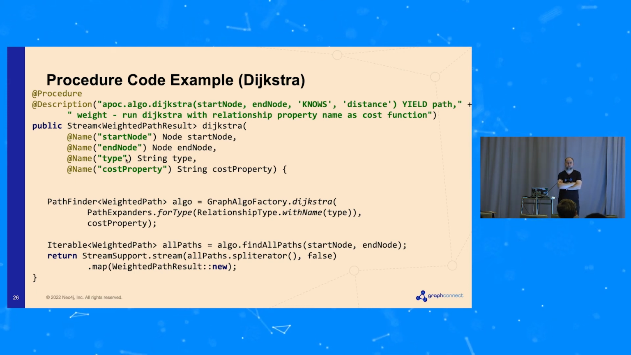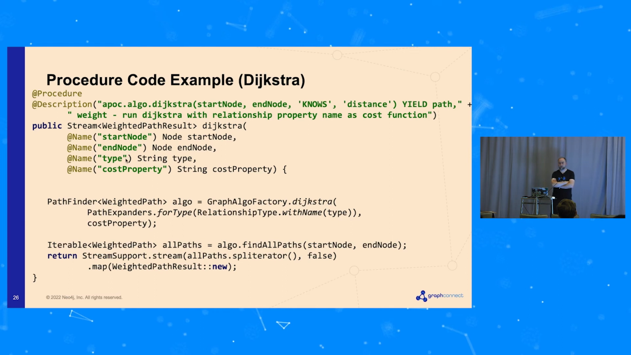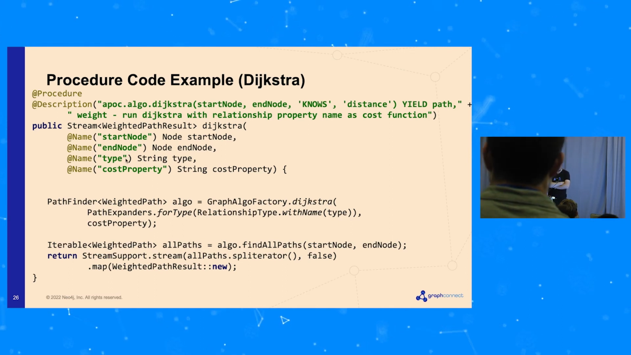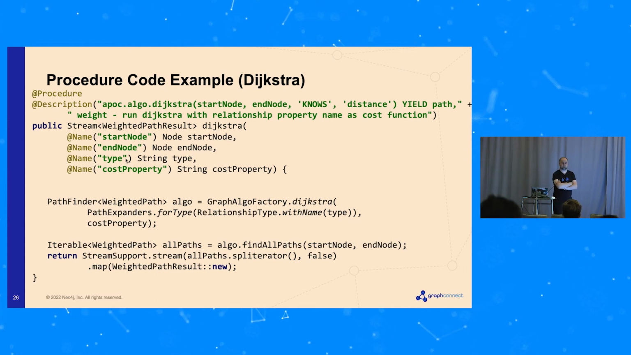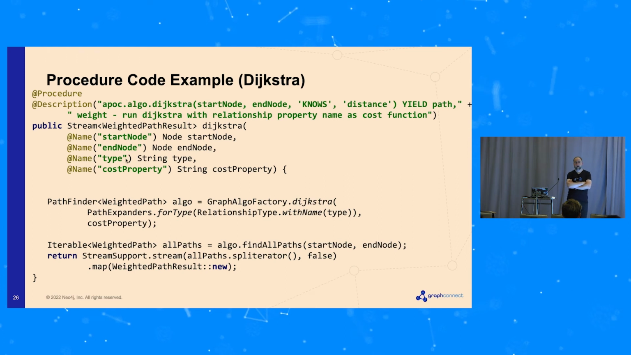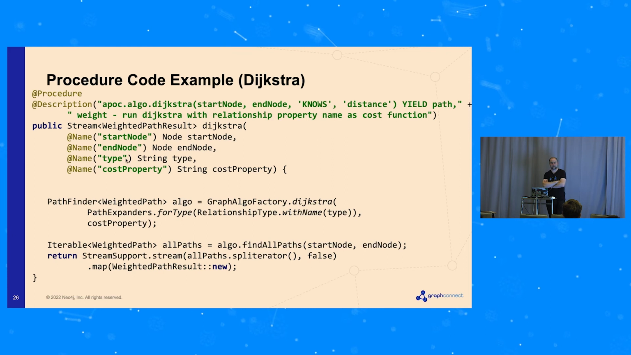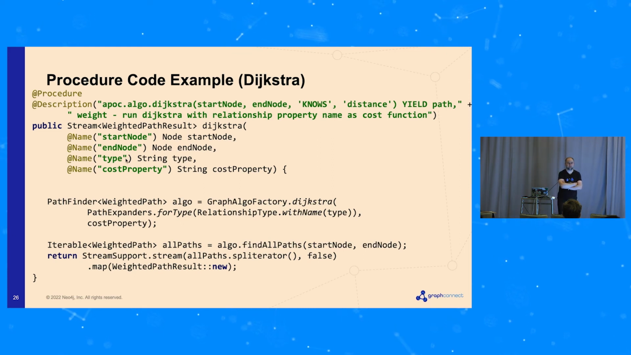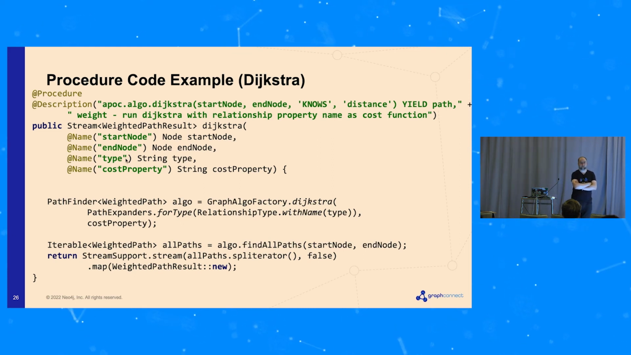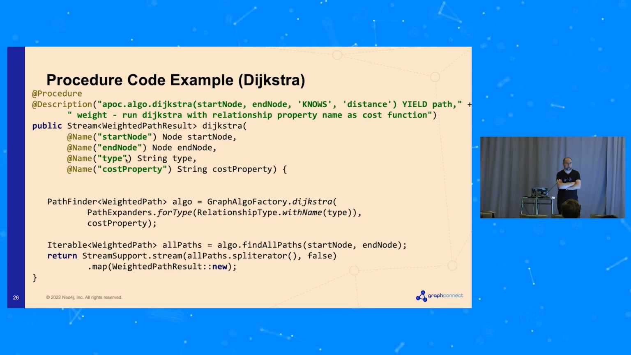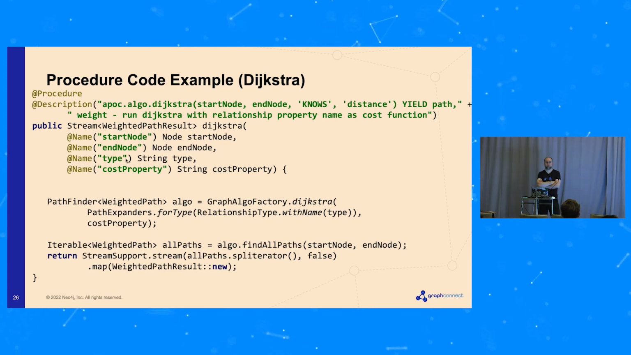So you can use something like async profiler or JVisualVM to look at what your procedure is doing. Usually you know when it's misbehaving, right? So if it's not completing within a certain time frame or allocating too much memory, then these general Java profiling tools are working really well with procedures as well.